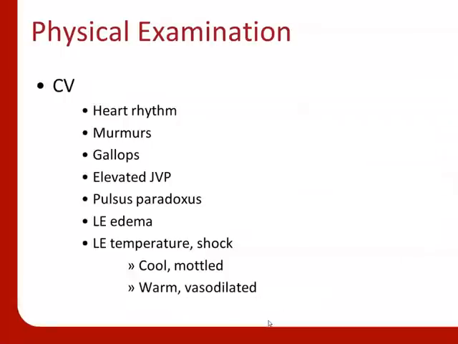Cardiac evaluation, you're looking at the heart rhythm, murmurs, gallops. Do they have an elevated JVP? Do they have a pulsus paradoxus? Do they have lower extremity edema? Are they cool and mottled, or are they warm and vasodilated? It can help you figure out between the different types of shock.